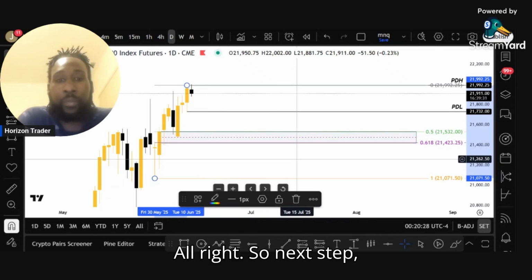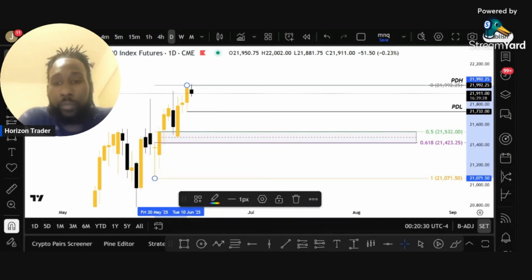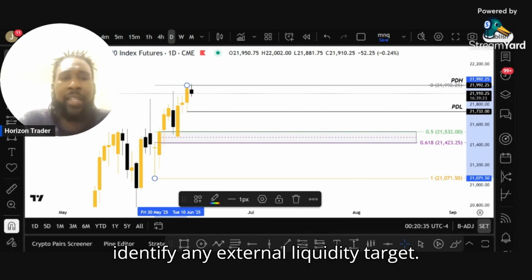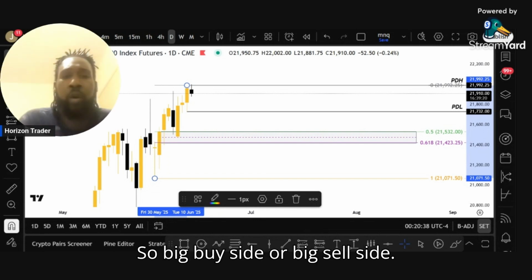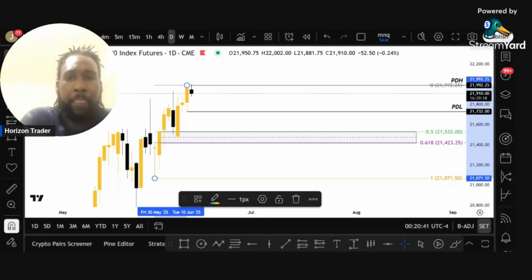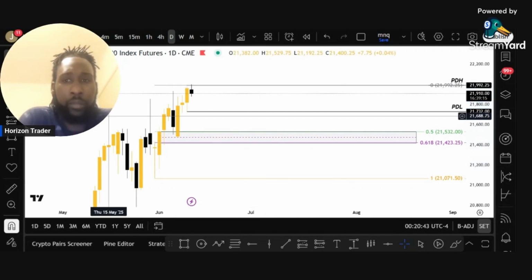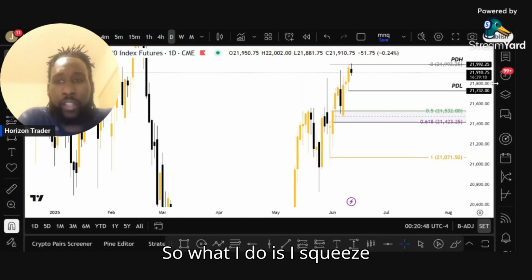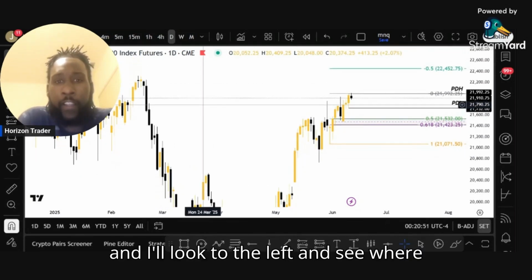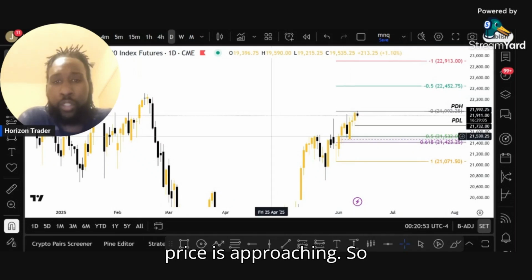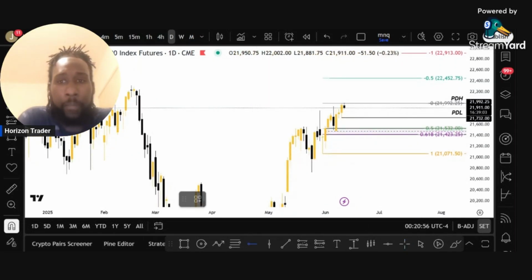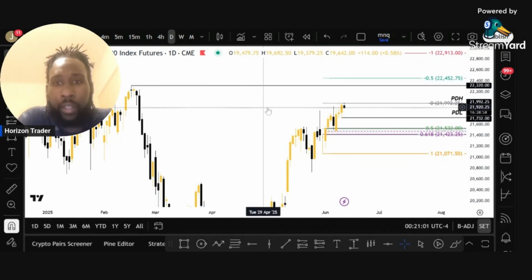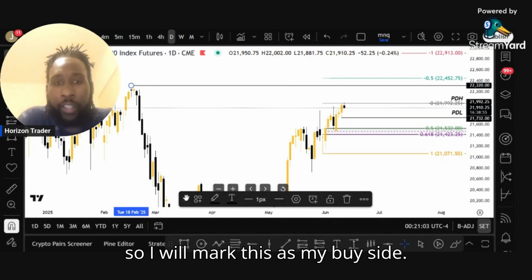All right. So next step would be for me to identify any external liquidity targets. So big buy side or big sell side. What I do is I squeeze and I look to the left and see where price is approaching. So I see that price is approaching here. So I will mark this as my buy side.